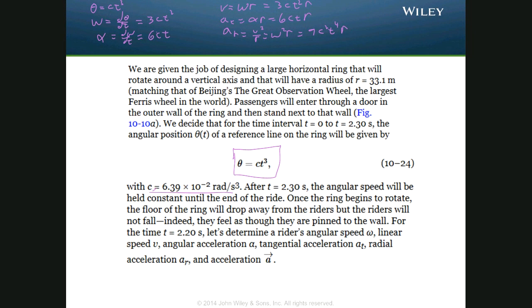To plug those numbers in and get an idea. You don't have to tell me what they are. R is the radius, right? So remember the radius of the Ferris wheel. The radius is right here, embedded in the problem.